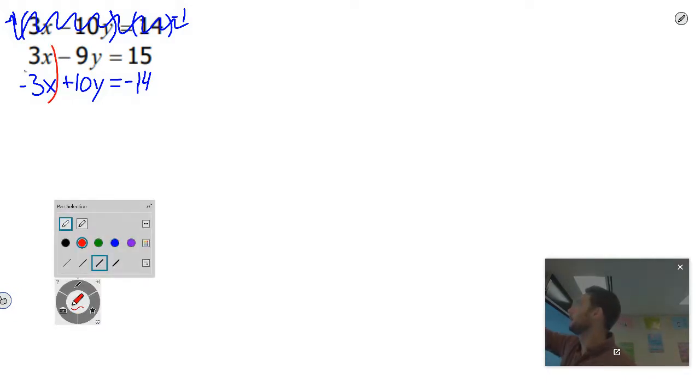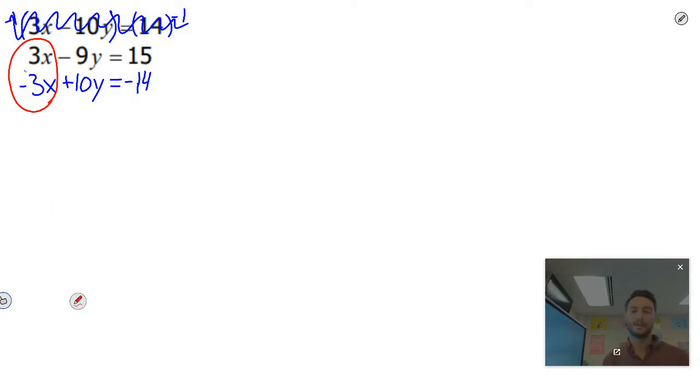Beautiful. Now 3x and -3x, those are matched up. Now if we added these two things together, right, we would actually eliminate my x value. So that's the whole plan. We might need to multiply it some. Okay. So we'll finish this out.